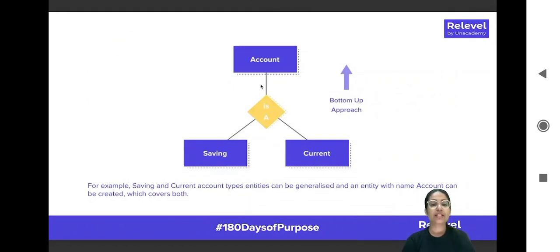For example, the savings and the current account type entities can be generalized, and an entity with the name account can be created. Okay, so that is what we have: savings and current is an account. So it works on the bottom up approach. From lower level, we move to the higher level entity. Savings and current is an account. Lower level entities combined to form a generalized entity.